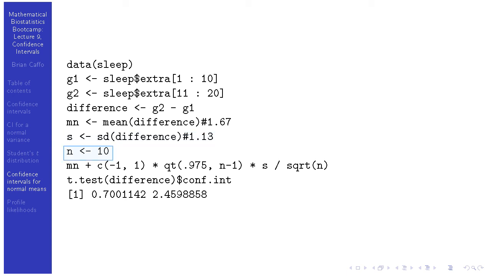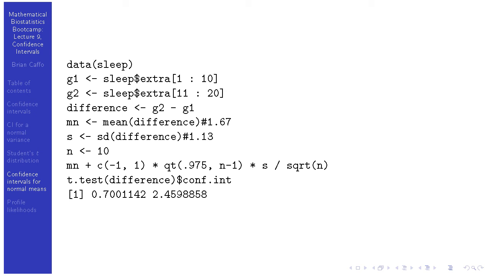So our confidence interval is the mean plus or minus the t quantile at 0.975 if we want a 95% confidence interval, because remember we put 2.5% in either tail, times the standard error, which is s divided by square root n. And this will give you our confidence interval manually.